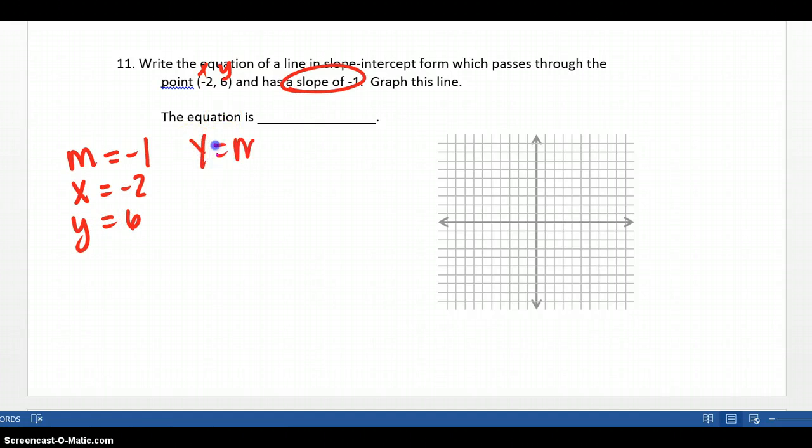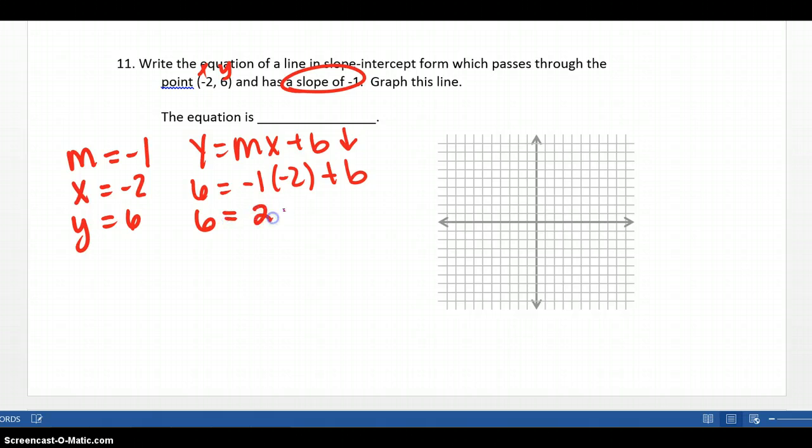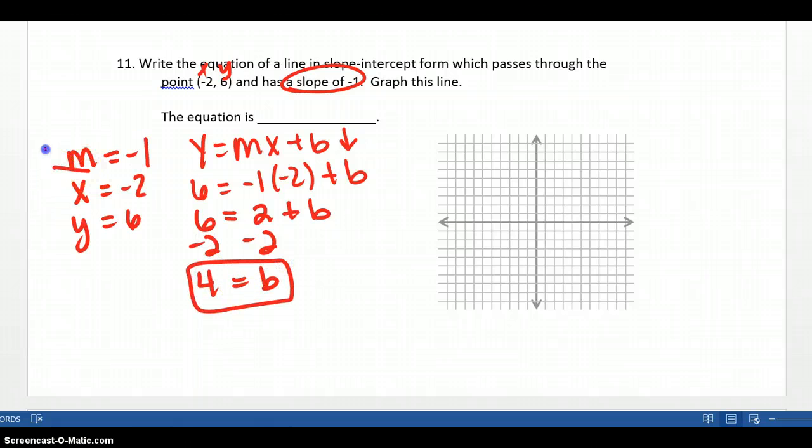So we're going to start by plugging these numbers into the slope-intercept form, y equals mx plus b. So I have 6 equals negative 1 times negative 2 plus b. B is what we are solving for. A negative times a negative makes a positive. We subtract 2 from both sides, so 4 equals b. Once I have an m and a b, I can then graph my line.